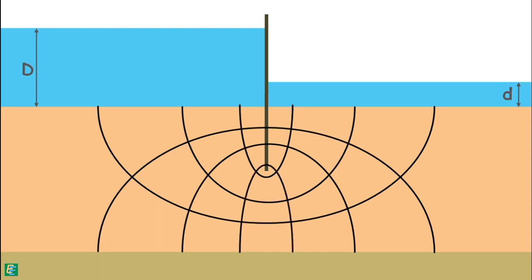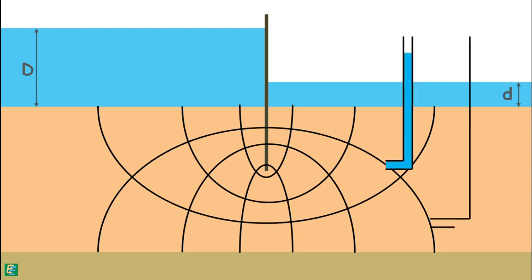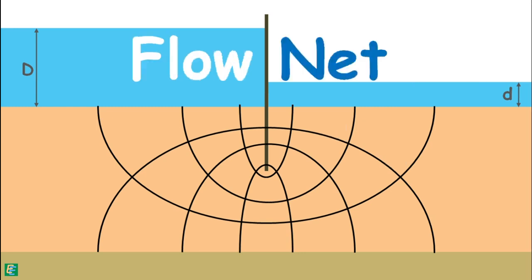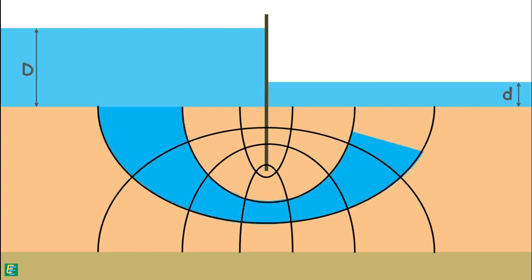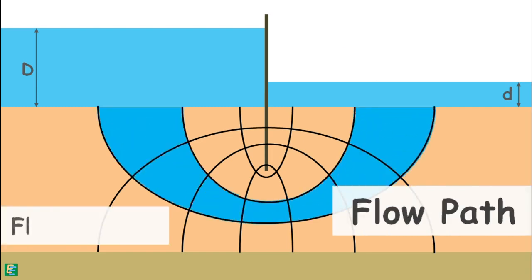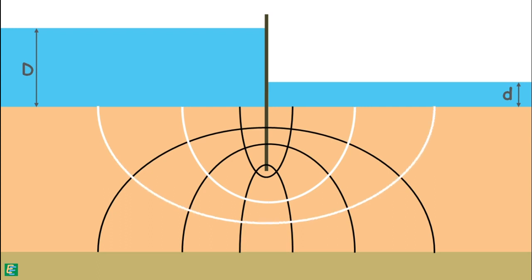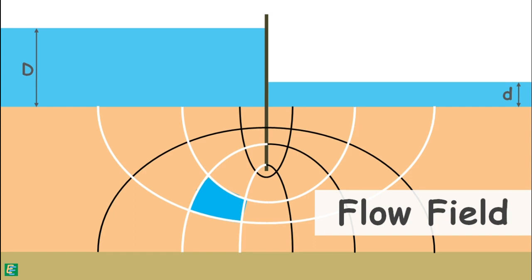If we insert piezometers into the soil at different points along an equipotential line, we will notice water rises to the same elevation in all the piezometers. We can see we have received our flow net. The space between two adjacent flow lines is called the flow path or flow channel. And the area enclosed between the two adjacent flow lines and adjacent equipotential lines is called a flow field.